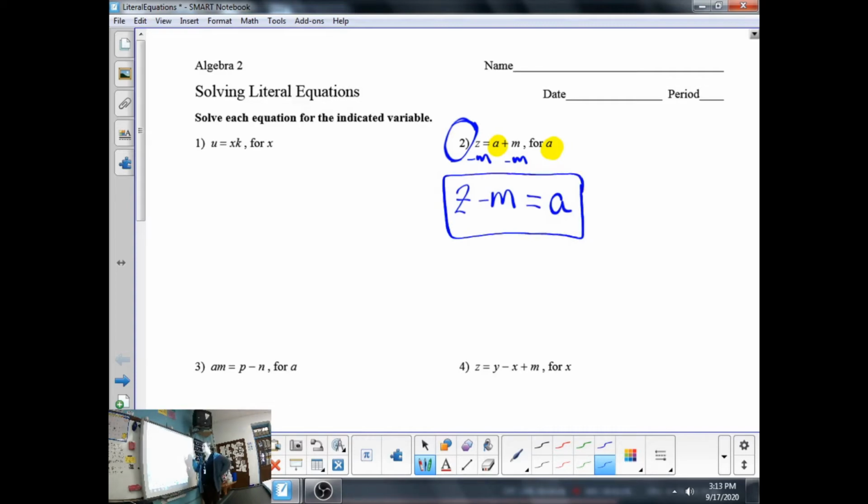All you're doing is rearranging the equation so that the indicated variable, which you can see in all the problems, it says 4x, 4a, 4a, 4x, you're going to be getting that variable by itself.